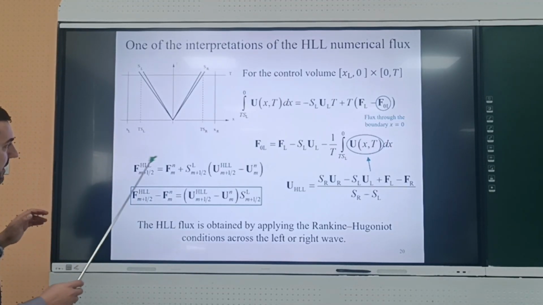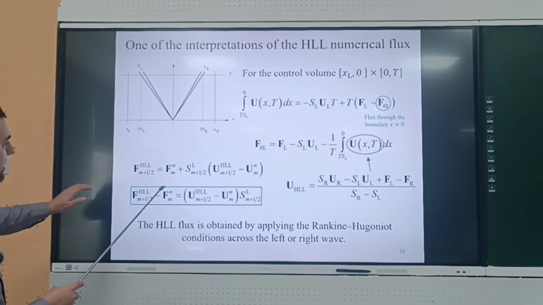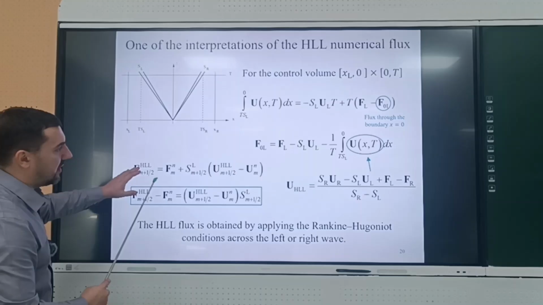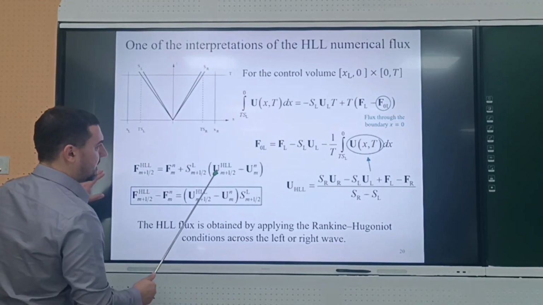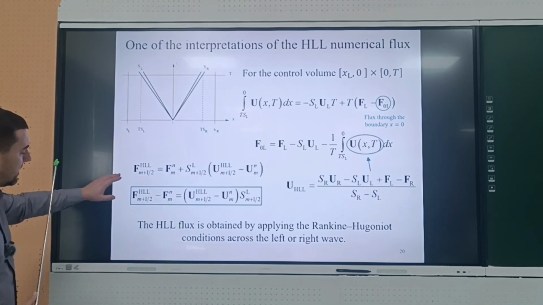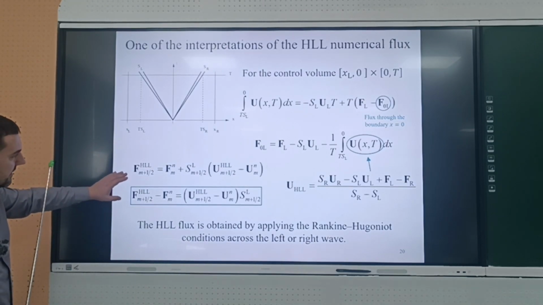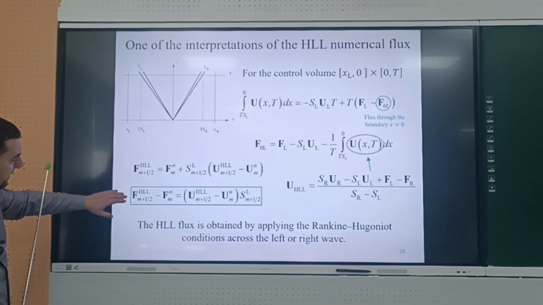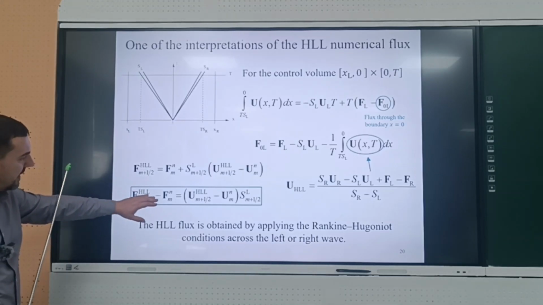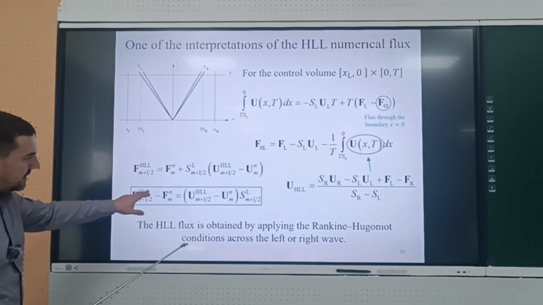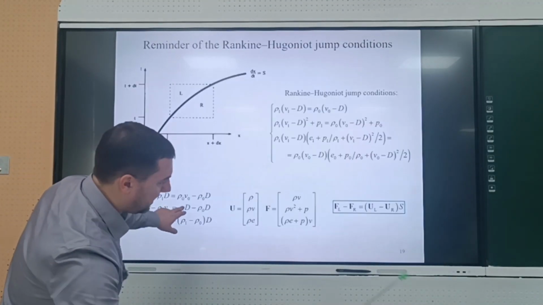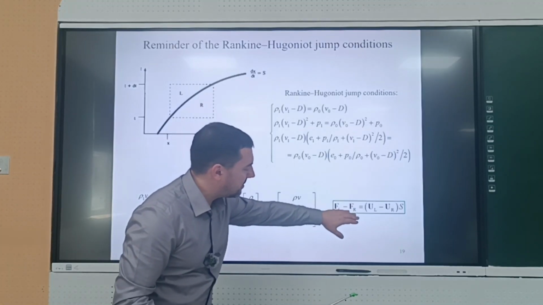And now we can just rewrite our formula. So we put it here, keep this U_HLL, and then it can be shown that F_HLL minus F_L equals this difference times S_L. And this formula is just the same as this one.